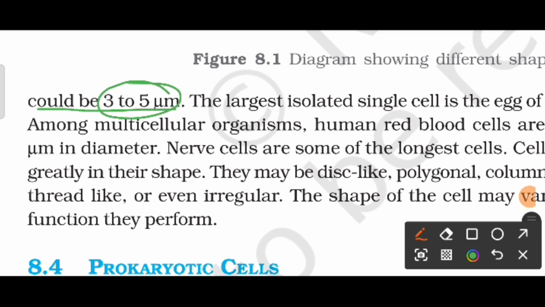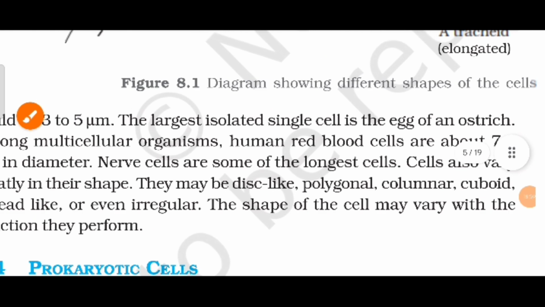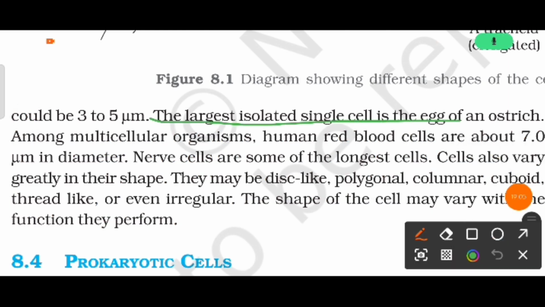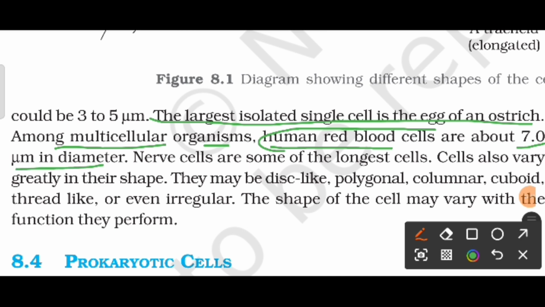The largest isolated single cell is the egg of an ostrich. Among multicellular organisms, the human red blood cells, RBCs, or erythrocytes, are 7 micrometer in diameter. So you got the diameter, which is 7 micrometer. From here you can also find the radius, which is 7 by 2 micrometer. So if there is a question asking about the radius of the erythrocytes, you should be able to answer it.